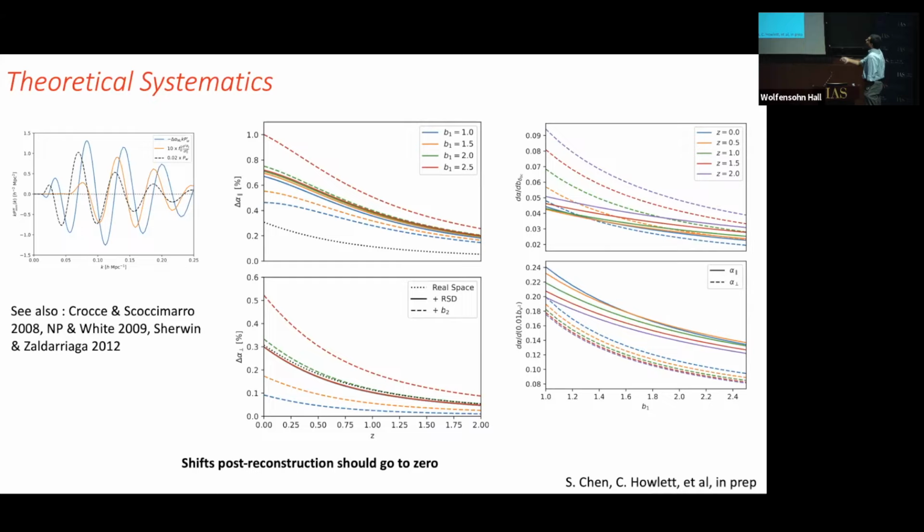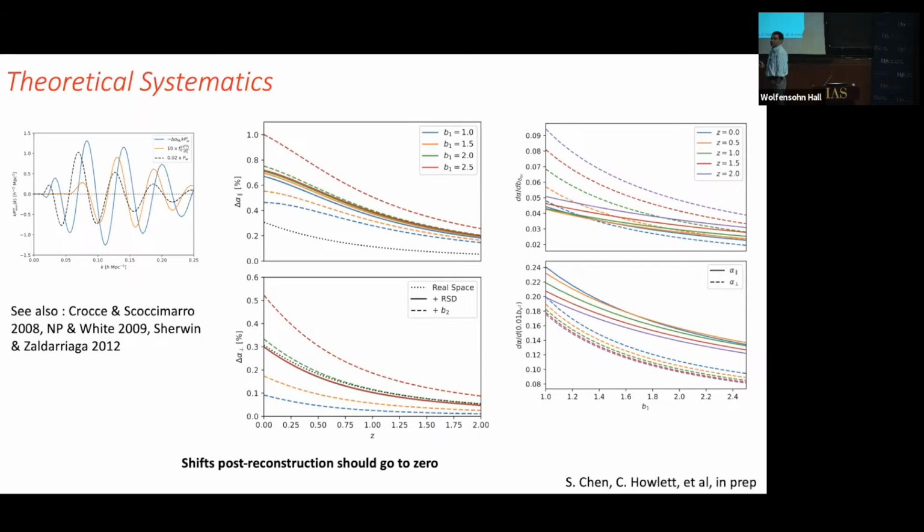What I can do there is take the theoretical understanding here and convert it, for instance, into how much my error in a distance scale would shift as a function of redshift and as a function of different galaxy bias parameters in real space, in redshift space, adding in nonlinear biasing. And you can see that if you don't think about it at all, you can get some reasonable scatter depending on what the biasing model is. All of these scatters get smaller at higher redshift because nonlinear structure formation gets weaker as you go to higher redshift, but you can get some reasonable scatter out here.